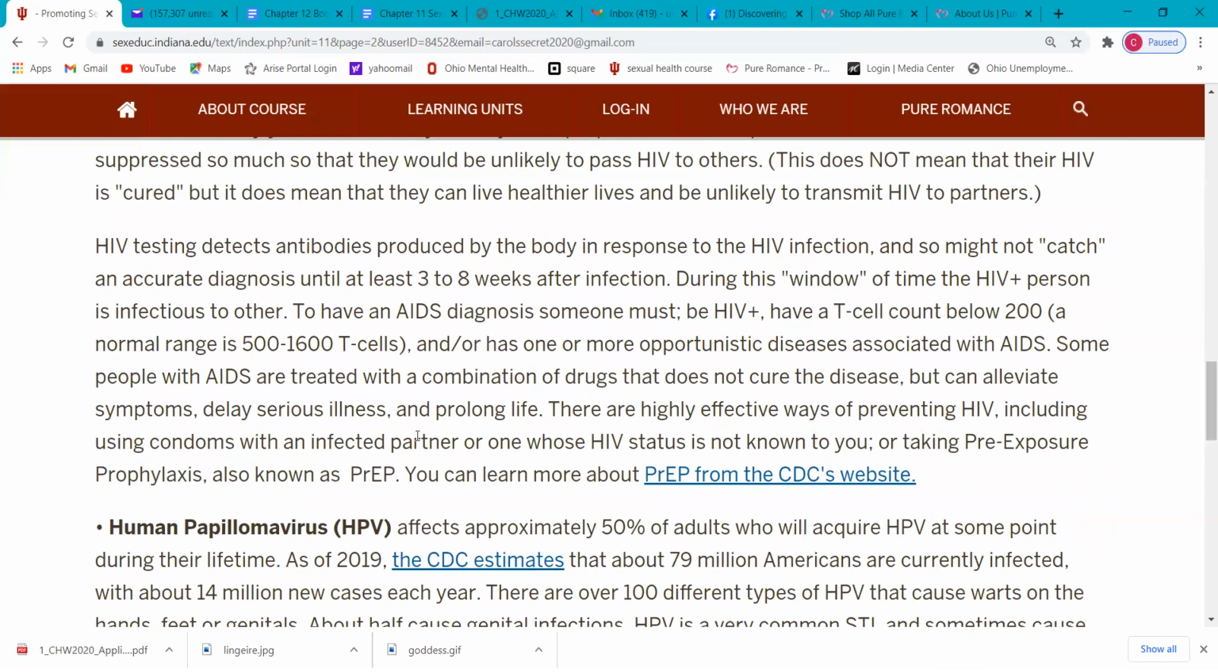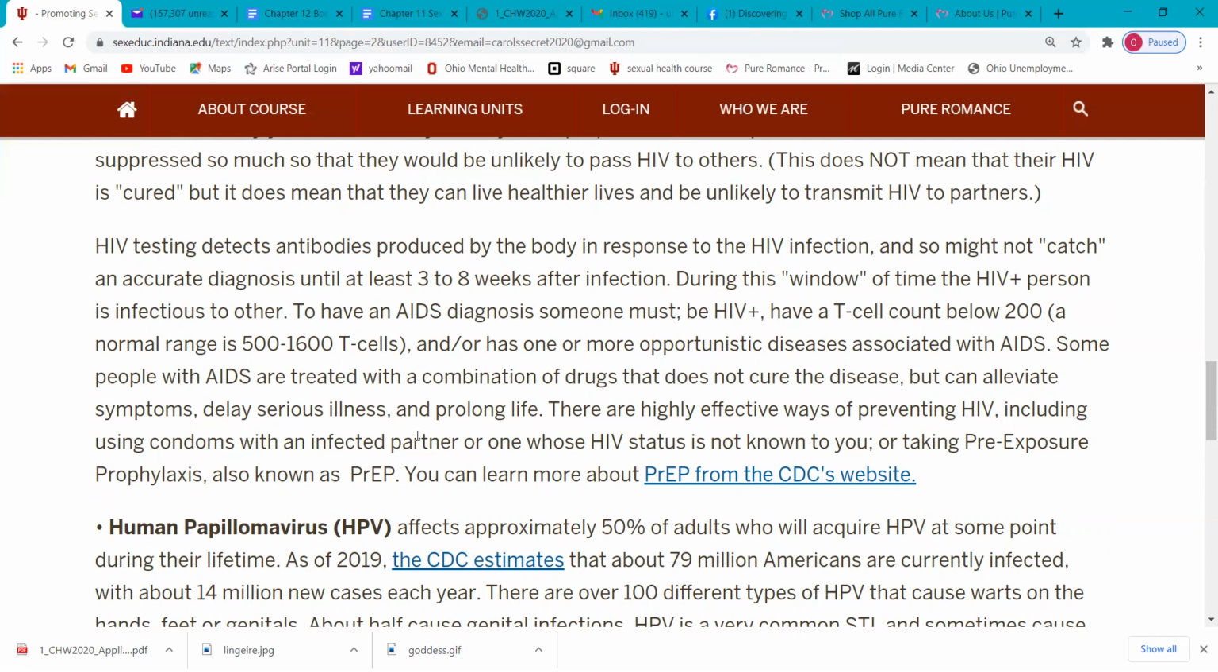HIV testing detects antibodies produced by the body in response to the HIV infection, and so might not catch an accurate diagnosis until at least 3 to 8 weeks after infection. During this window of time, the HIV positive person is infectious to others.